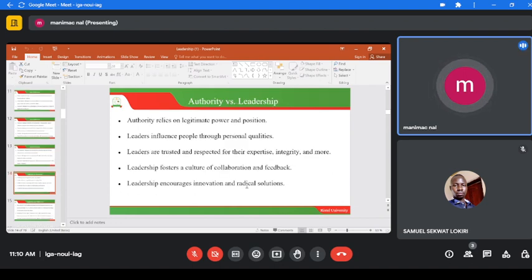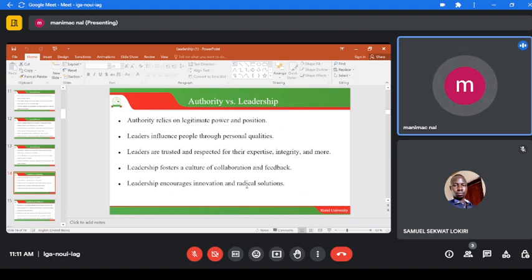Furthermore, we shall also look at authority versus leadership. Authority is like a power, or we are looking at authority that relies on legitimate power and position. Like I mentioned, if I'm appointed as a manager, I have the power because of the position that I was given as a manager.